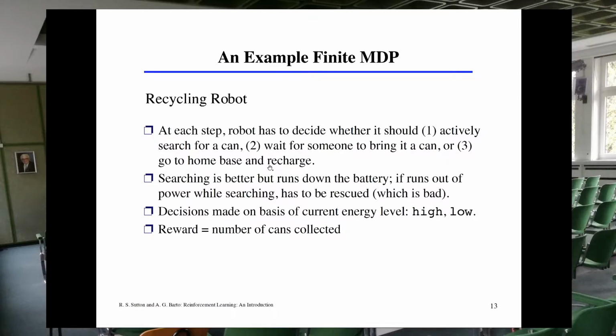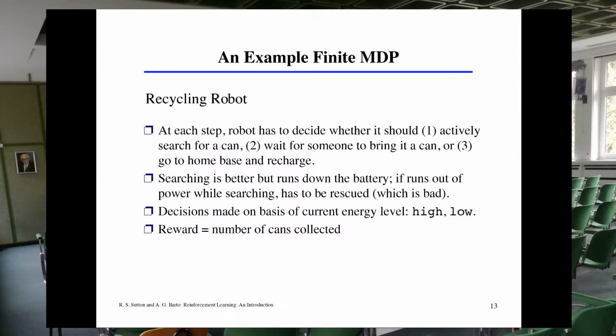So at each step, the robot has to decide whether it should actively search for a can, wait for someone to bring it a can, or go to the home base and recharge the battery. So this agent would have three possible actions: search for a can, wait for a can, or go home and recharge. Searching is better, but runs down the battery. If it runs out of power while searching, it has to be rescued, which is bad. So we don't want that.